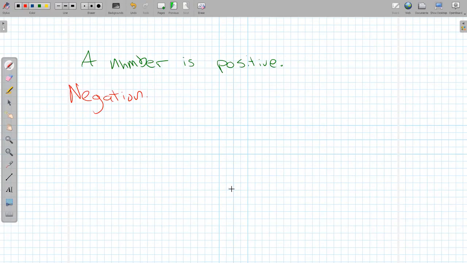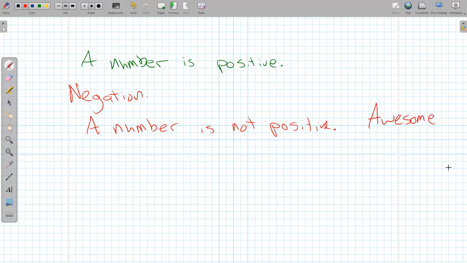Anybody want to take a shot at the simplest negation of this statement, either in chat or a number is not positive? I got a few people that threw that in there. Yeah, that's the simplest negation here: a number is not positive, period. That's awesome. That is the simplest negation, and that's kind of what we should stick to.